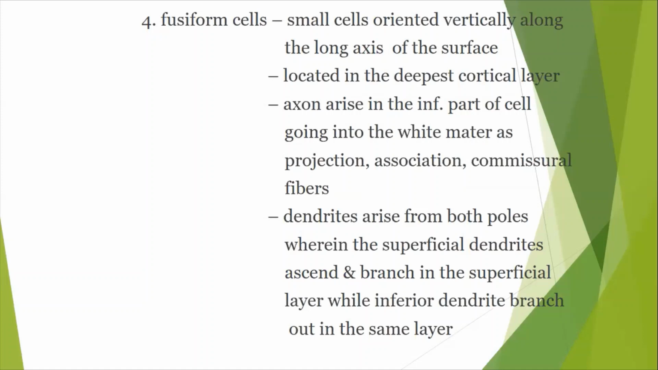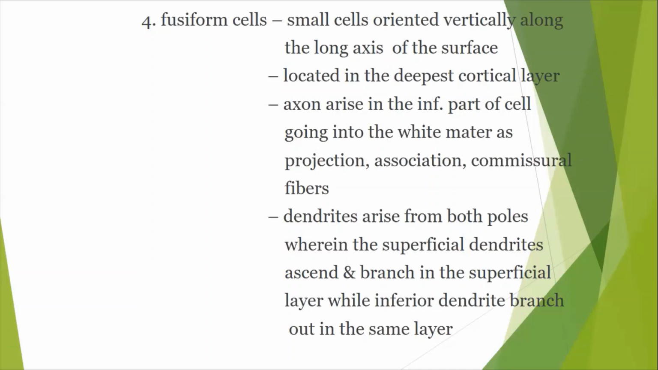The axon of your fusiform cell will arise in the inferior part of the cell going into the white matter as projection, association, or commissural fibers. So your fusiform cell will be traveling outside of the gray matter to go into the white matter. And this will form specific fibers. Now, the dendrites will arise from both poles, wherein the superficial dendrites will ascend and branch in the superficial layer, while the inferior dendrite will branch out in the same layer.